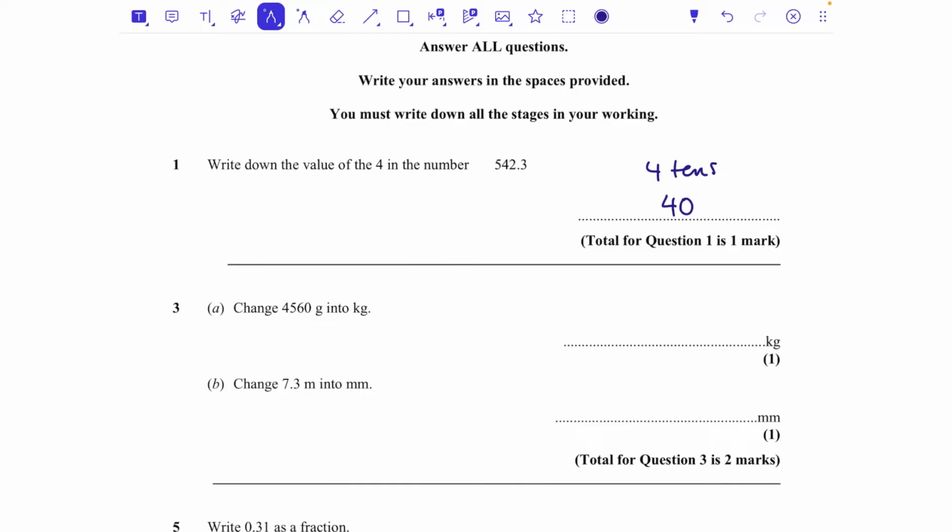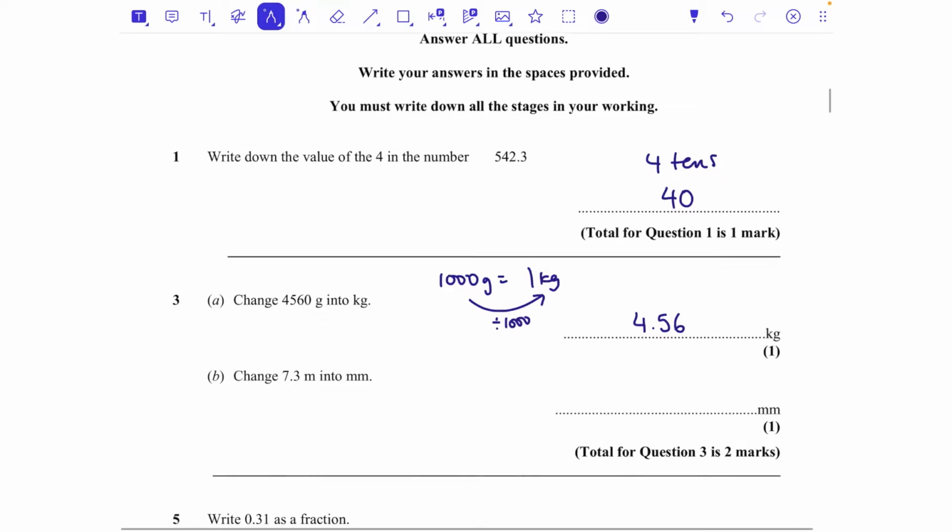For question number 3, change 4,560 grams into kilograms. Well, we know that 1,000 grams is a kilogram. So if I'm going from grams to kilograms, I'm dividing by 1,000. So your answer there is 4.56.